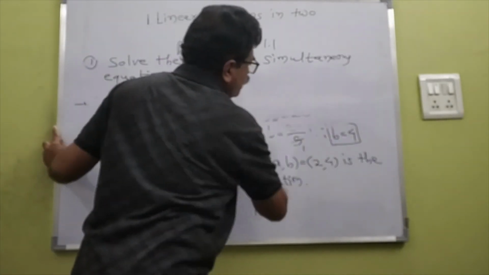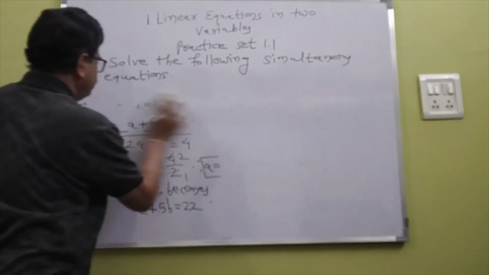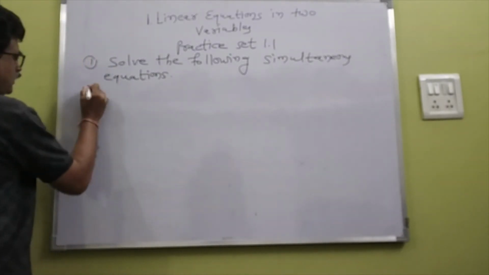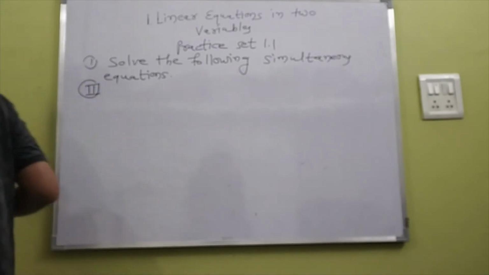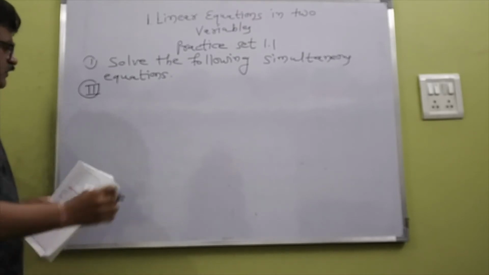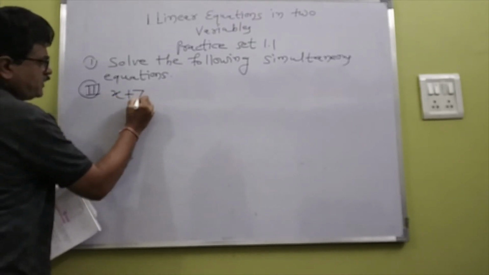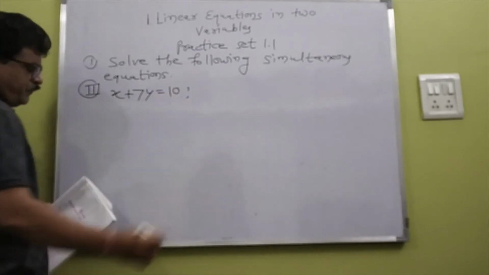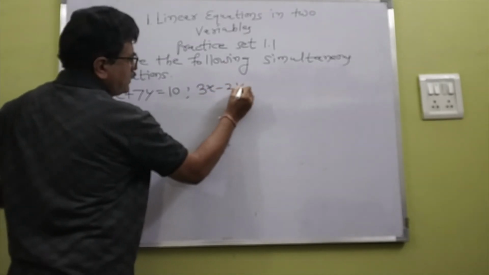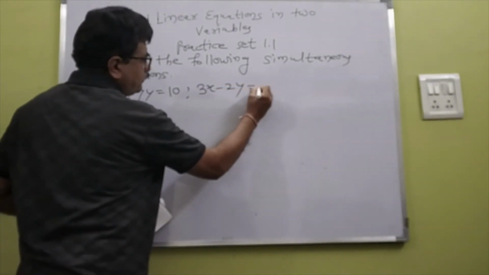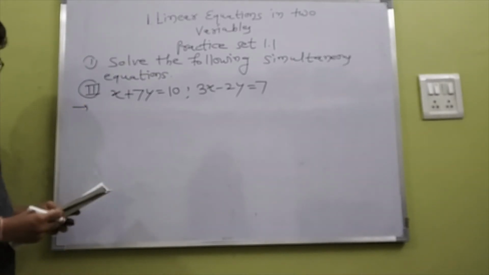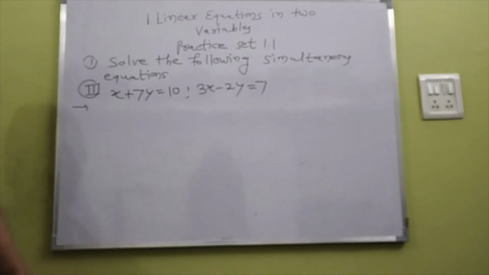Write down question number 2. X plus 7y is equal to 10. 3x minus 2y is equal to 7.